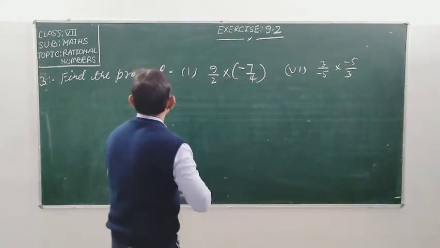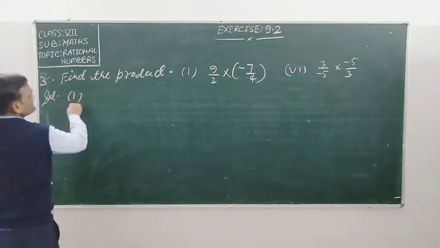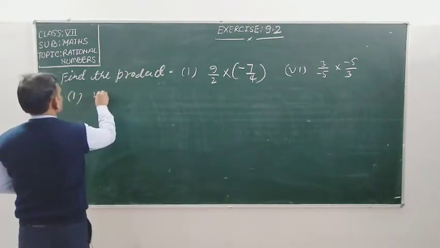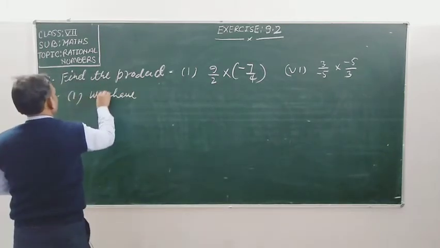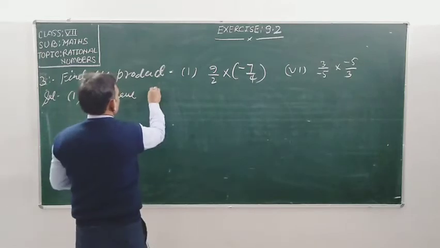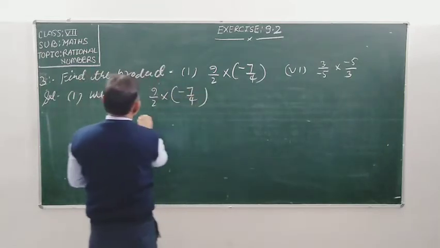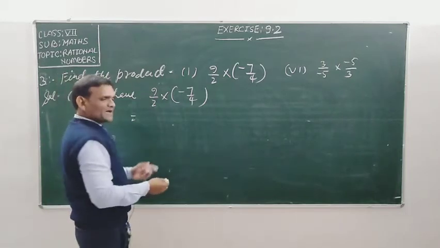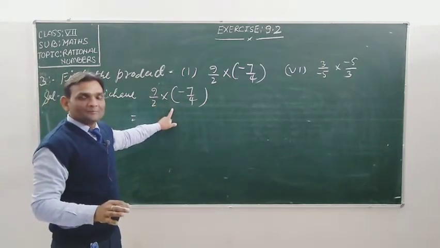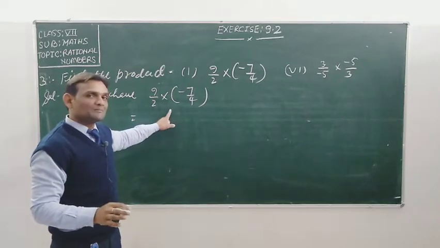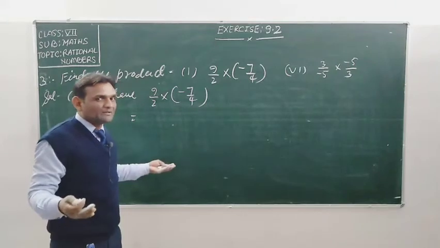So I am going to solve this question, student. First part, we have 9 upon 2 into, in bracket, minus 7 upon 4. So student, I have told you this is very easy. I have told you in multiplication of two rational numbers or two fractions, we multiply numerator by numerator and denominator by denominator.